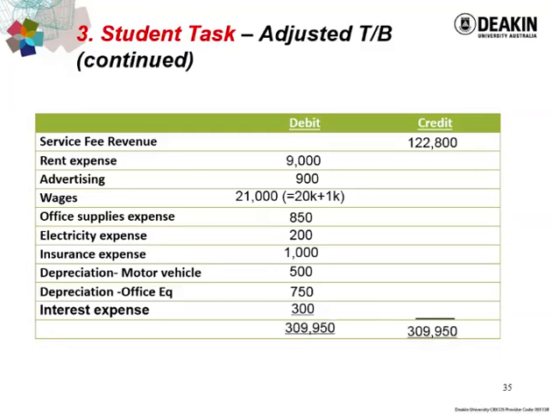So your total debit must equal your total credit, which is 309,950 in this case.